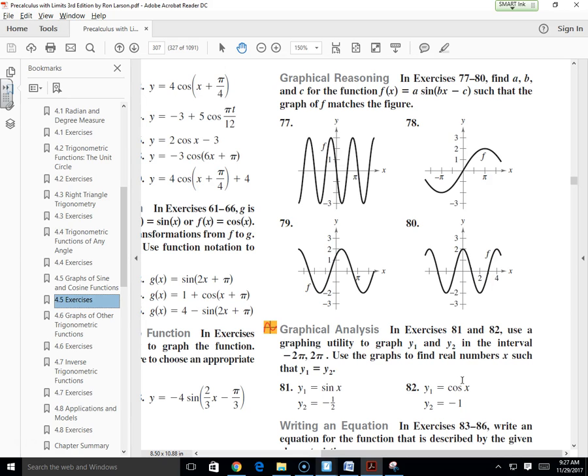I want you to graph in y2 the sine function. Just the normal, original -3 sine of 2x. I want you to graph -3 sine of 2x.